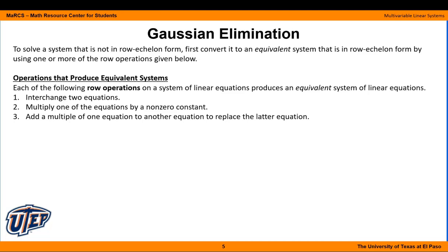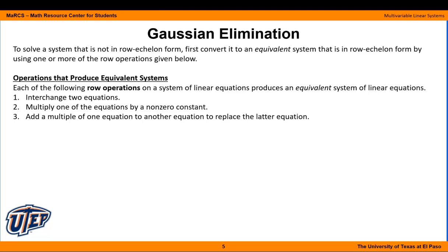What happens if a system is not already in row echelon form? We use a procedure called Gaussian elimination. Gaussian elimination transforms the system into an equivalent row echelon system using row operations. There are three basic row operations. First, interchange two equations. Second, multiply an equation by a non-zero constant. Third, add a multiple of one equation to another equation. These operations do not change the solution set. They only rewrite the system into a more convenient form.